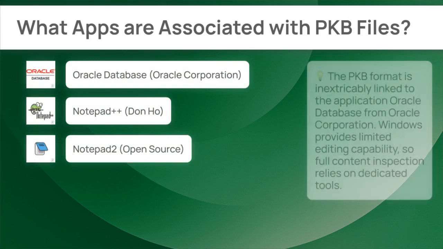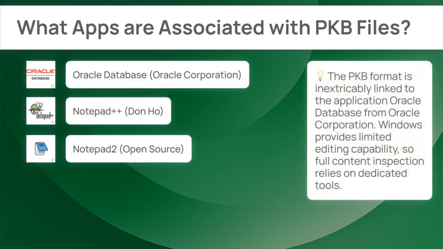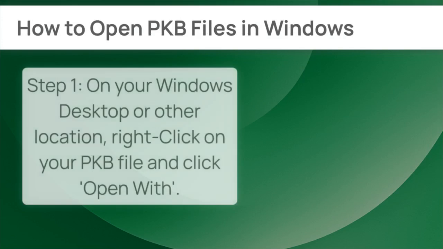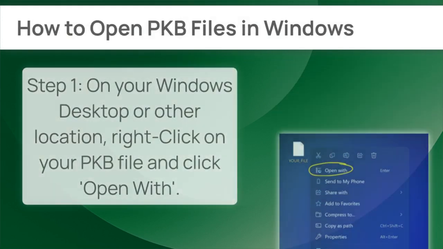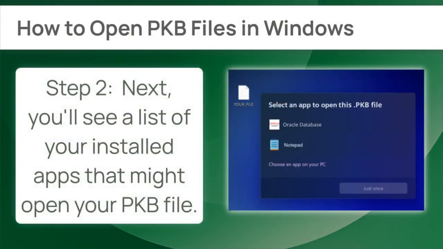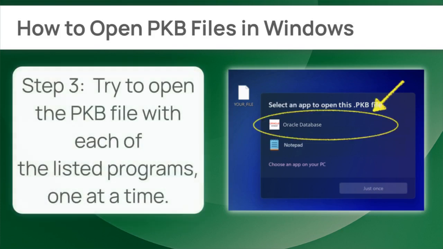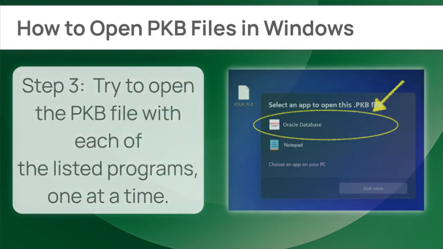Windows provides limited editing capability, so full content inspection relies on dedicated tools. Windows does not interpret code natively, so scripts rely on the right engine to run. Open the context menu by right-clicking your PKB file and choosing Open With. Try Oracle Database first. If it's absent, select another program. This trial and error approach is vital.